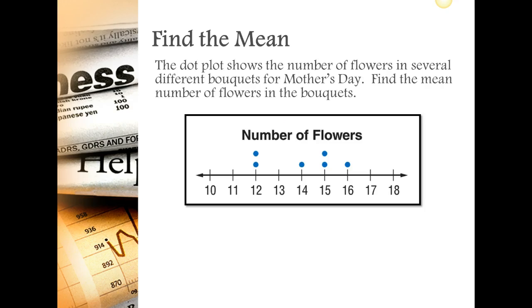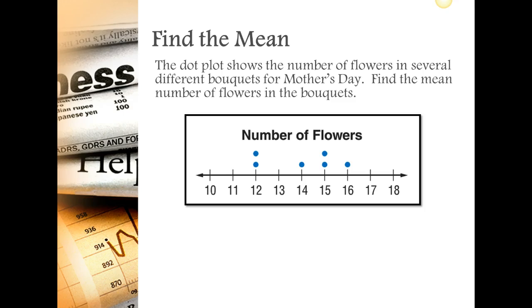The dot plot shows the number of flowers in several different bouquets for Mother's Day. Find the mean number of flowers in the bouquets. When you read a dot plot, each dot represents a data value. There are 6 different bouquets included in this dot plot.